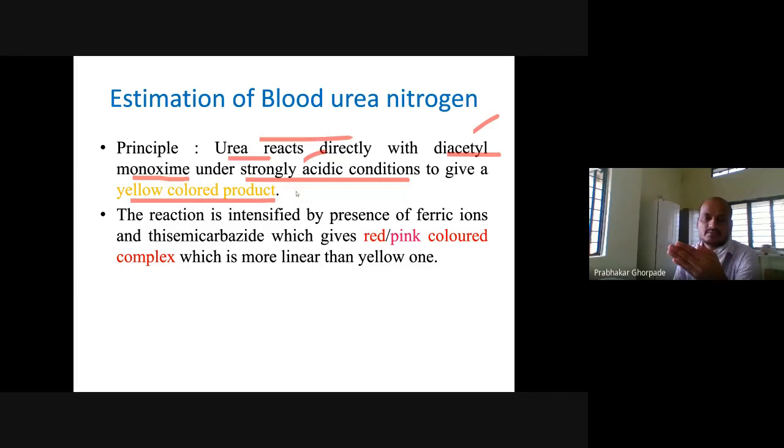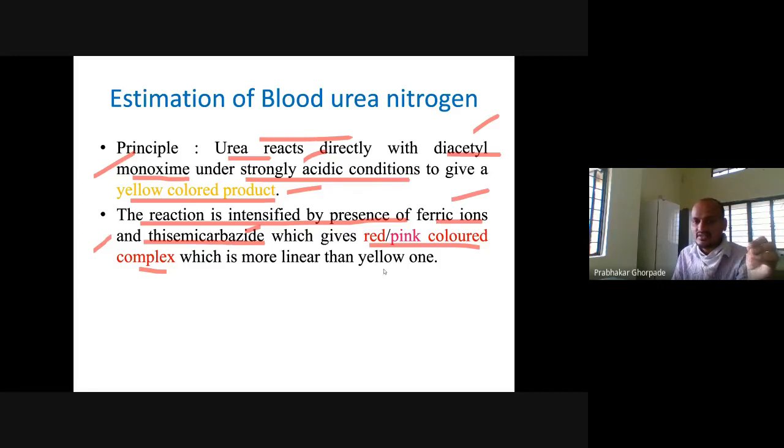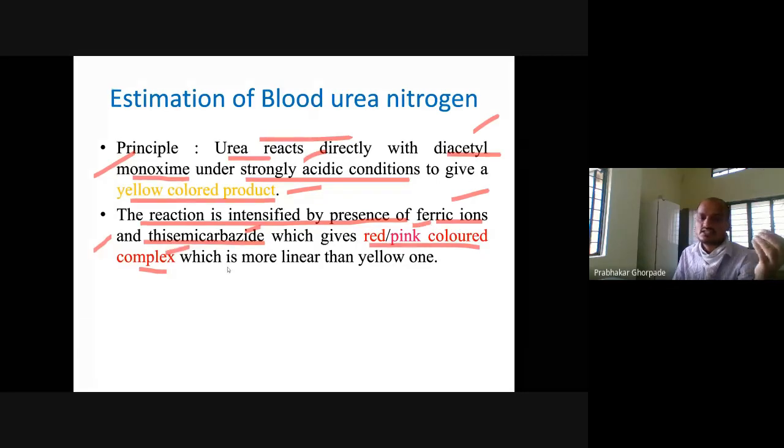So this yellow color can be further intensified. The reaction is intensified by the presence of ferric iron and thiosemicarbazide, which should give a red or pink color complex, which is more linear than yellow. Yellow color you can also measure, but this red or pinkish color is more linear, so we want to change the color. So we are adding ferric iron and thiosemicarbazide to the reaction mixture, and we are getting red or pink color complex formation. And this red or pink color complex formation is more linear.